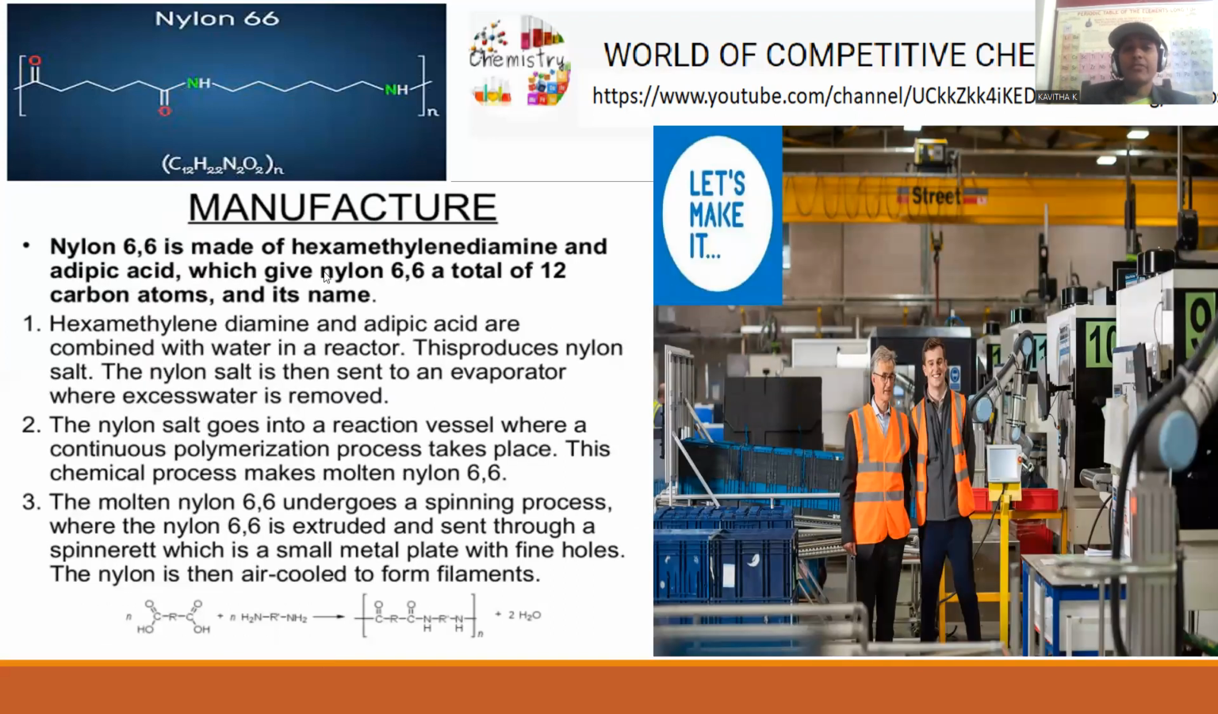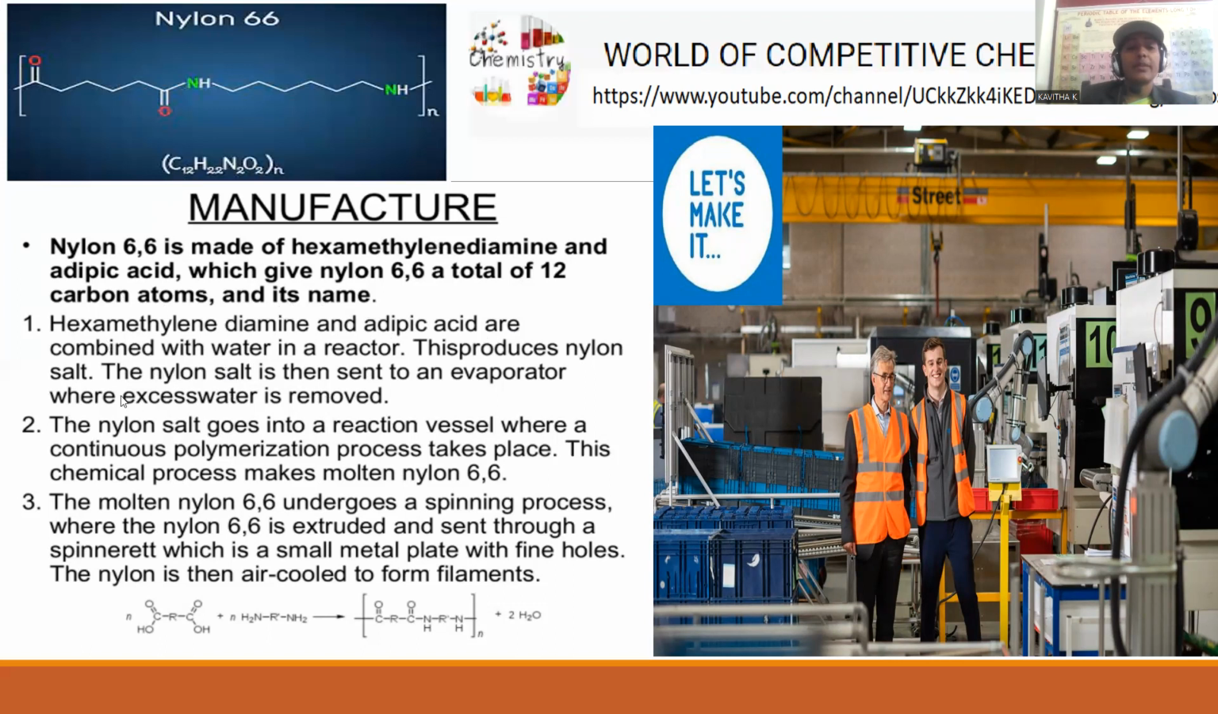Then how can we manufacture this? Let's make nylon 66. Nylon 66 is made by the condensation of hexamethylene diamine with adipic acid. Hence, we denote it as nylon 66: a total of 12 carbon atoms gives the name nylon 66. Just recollecting the topics which were discussed earlier.